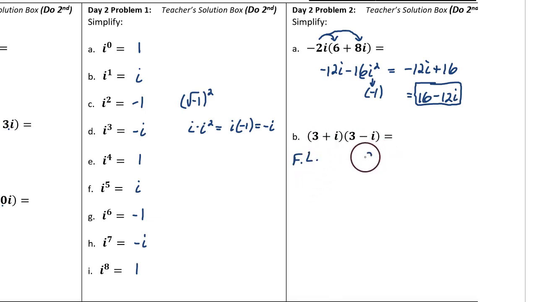3 times 3 makes 9, and positive i times -i is -i squared. You're not done when you're working with i and you have a power of i. You can always simplify a power of i. That's what this previous question was all about over here. So this is 9 minus -1, and that is equal to 10.